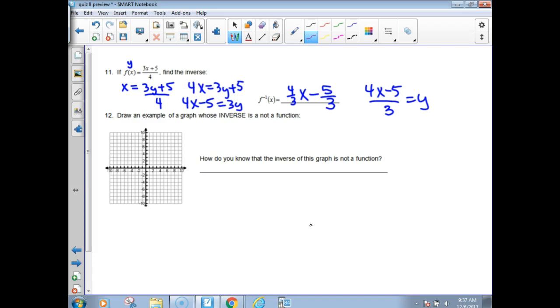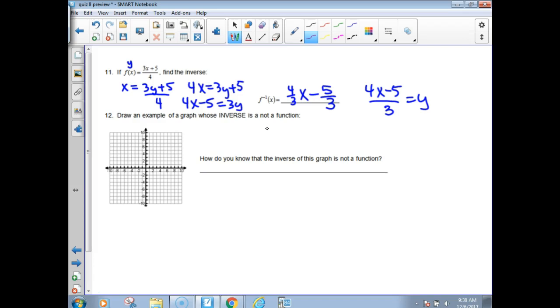Number 12 says to draw an example of a graph whose inverse is not a function. In order for a function to be a function, of course, it has to pass the vertical line test. For a function's inverse to be a function, the graph you draw has to pass the horizontal line test. So since we want to draw a graph whose inverse will not be a function, we don't want our graph to pass the horizontal line test. We do want it to pass the vertical line test.